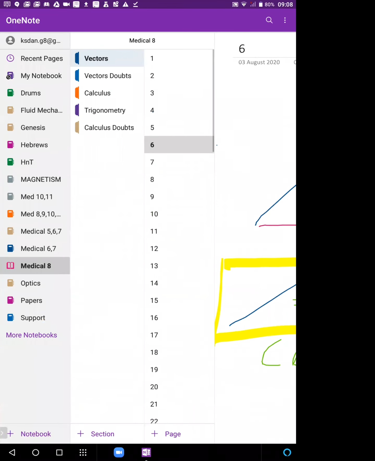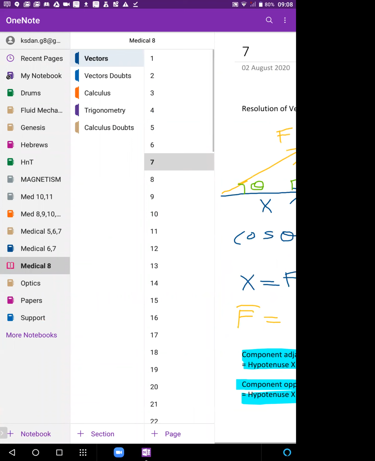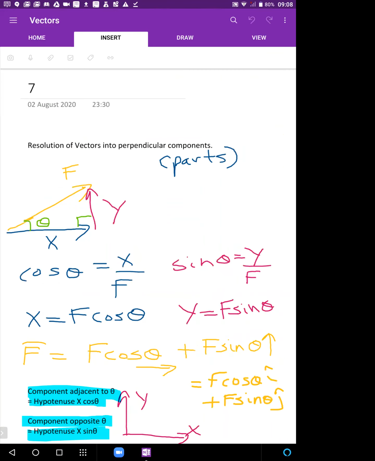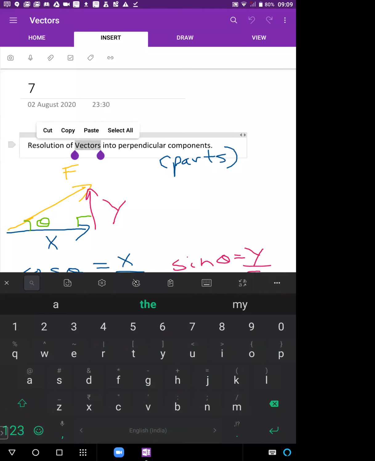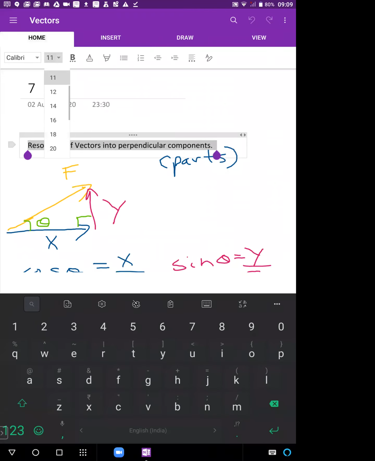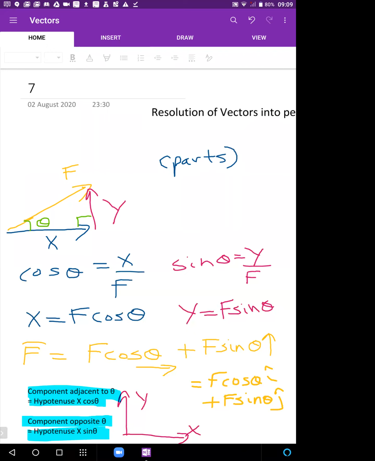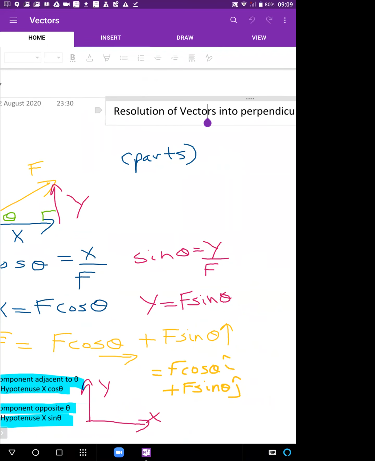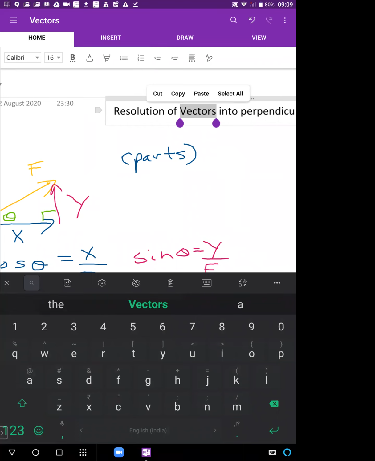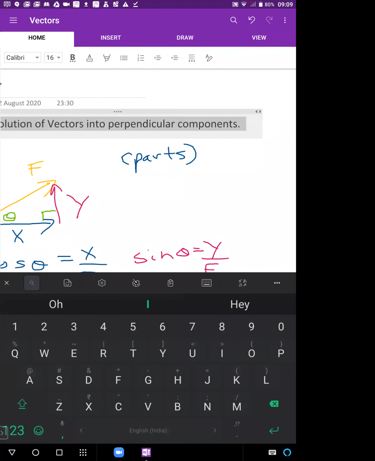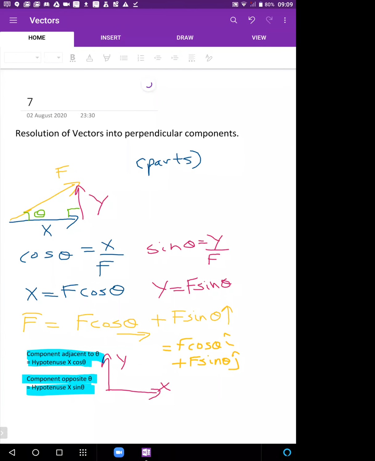Okay, this is just triangle law. Okay. Now, with that, we're going to see how we will resolve. Okay, the title is Resolution of Vectors into Perpendicular Components. Resolution of vectors into perpendicular components.